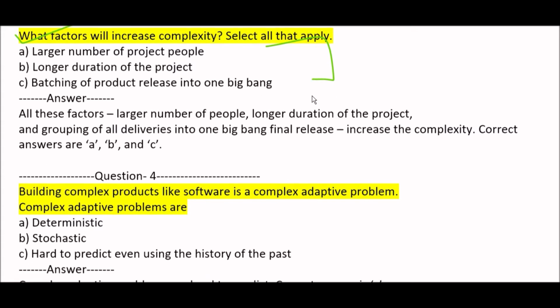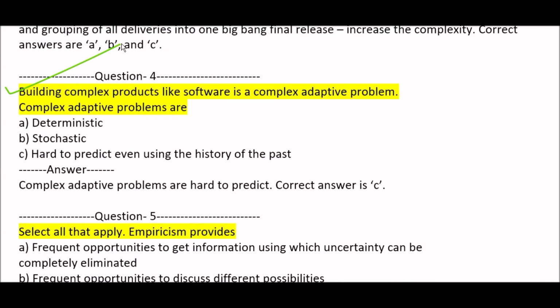Okay, next question. Building complex products like software is a complex adaptive problem. Complex adaptive problems are option A, deterministic. Option B, stochastic. Option C, hard to predict even using the history of the past. The right answer here is option C. Complex adaptive problems are hard to predict.